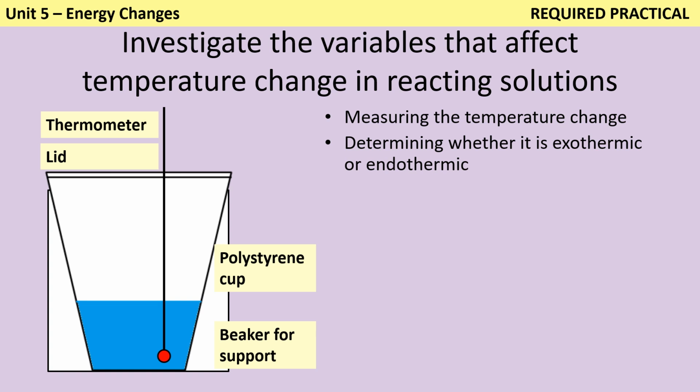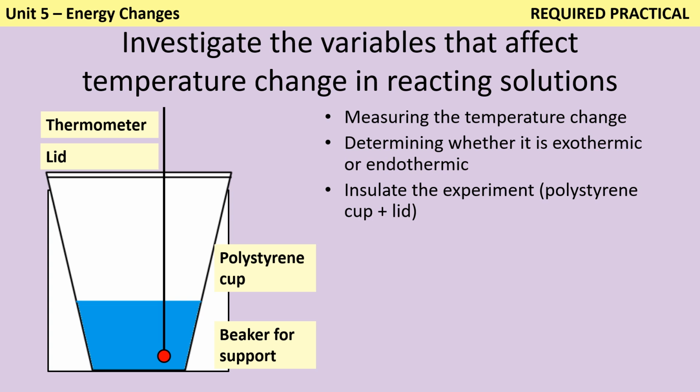Another common feature is that because we want the temperature change that we're measuring to be as large as possible, we don't want energy transfers out to the wider atmosphere. So for this reason, when you do the experiment, you will insulate it, usually by carrying it out in a polystyrene cup, potentially with a lid.